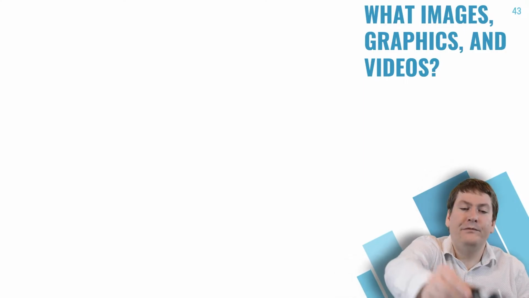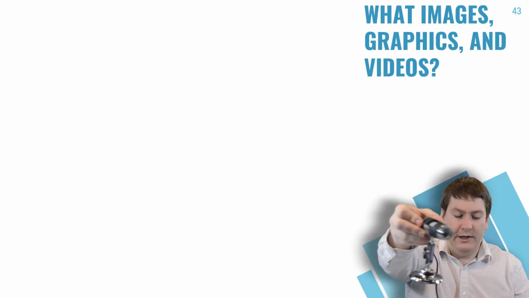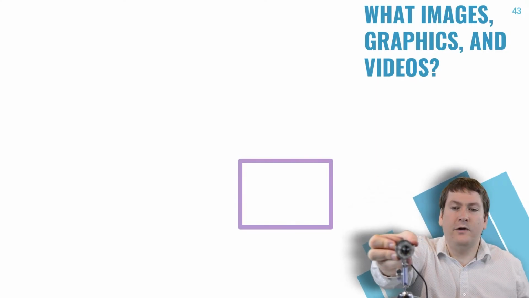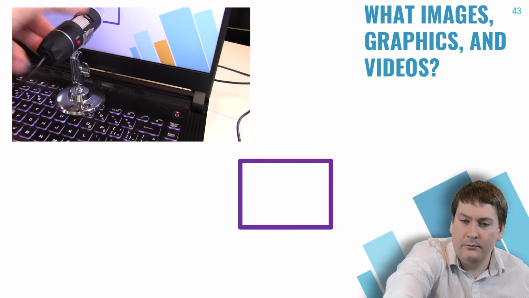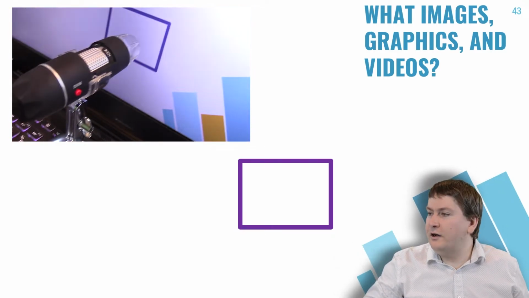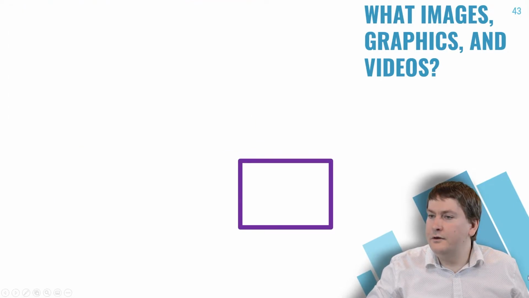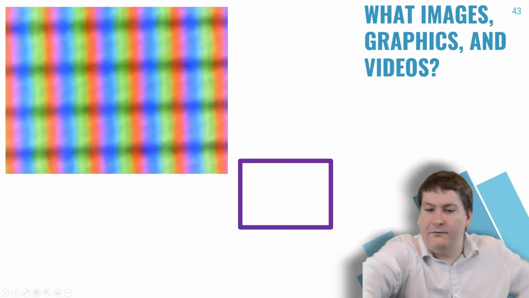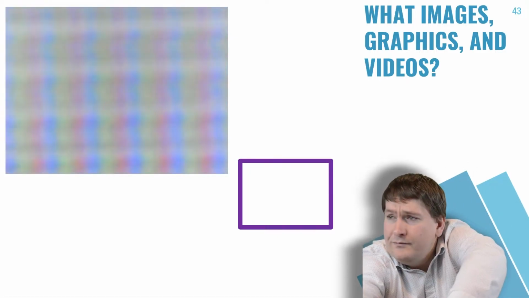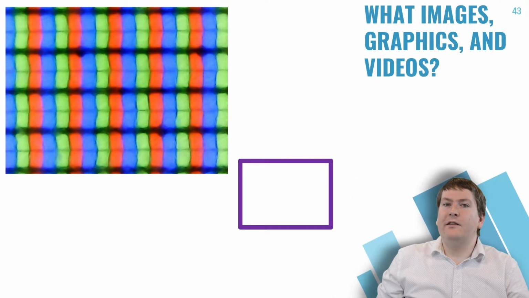What I have here is a USB microscope. What we're going to do is I'm going to point it directly at my screen here, right in this square that you can see on the screen now, and we're going to see what we can see. I'll turn it on now. And I'll focus it a little bit. Okay, that looks pretty good.